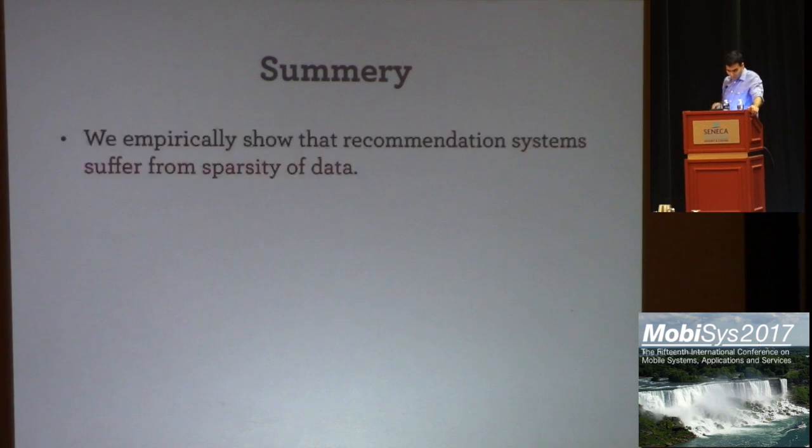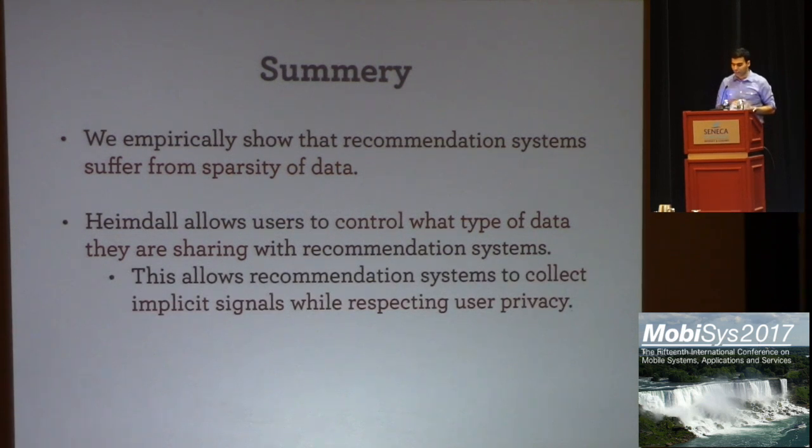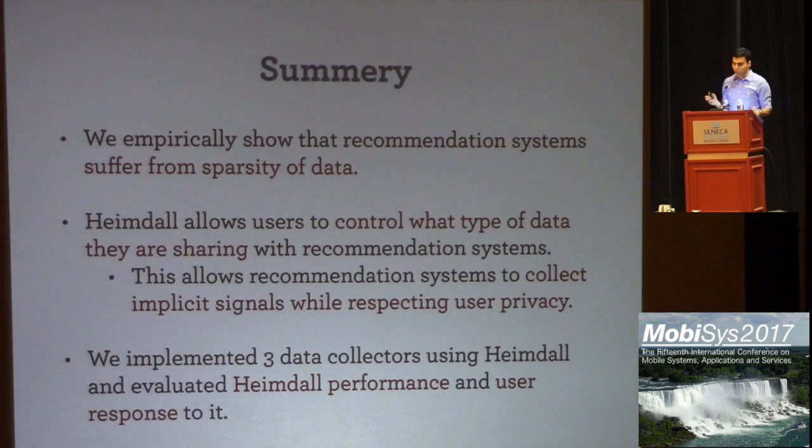So in summary, in this work, we empirically show that recommendation systems suffer from a sparsity of data. We implement a system that we call Heimdall that allows us to control what type of data we're sharing. And this allows the recommendation system to start collecting implicit signals that are generally lost to them. And finally, we show that Heimdall has an acceptable performance overhead and significantly decreases the amount of user concern.